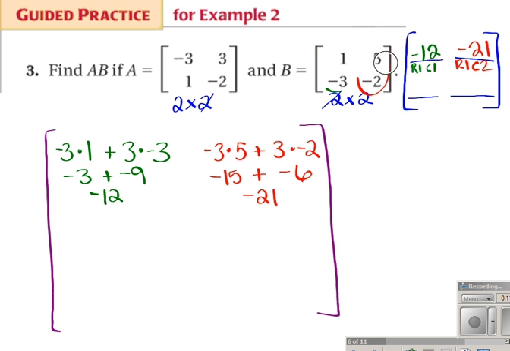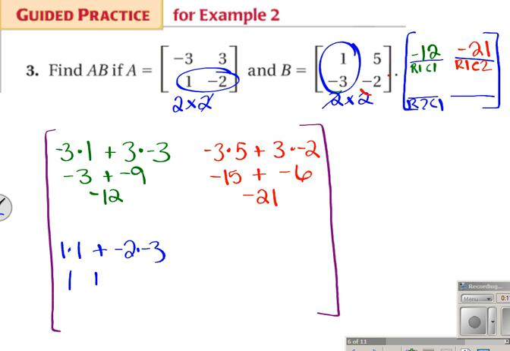Next up, we have row 2, column 1. So we're multiplying row 2 by column 1. And we get 1 times 1 plus -2 times -3. So we have 1 plus 6, which is 7.